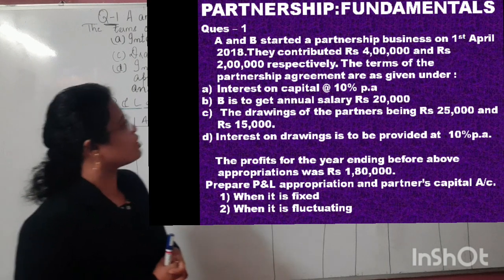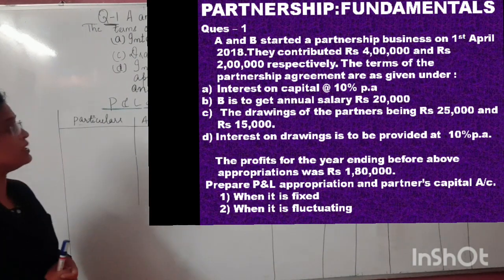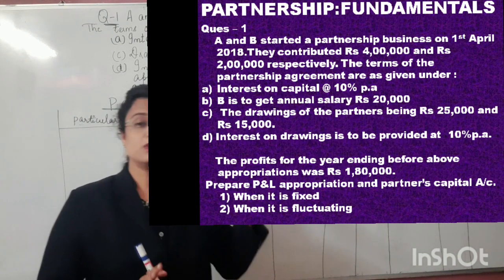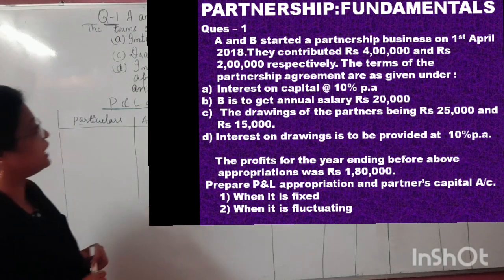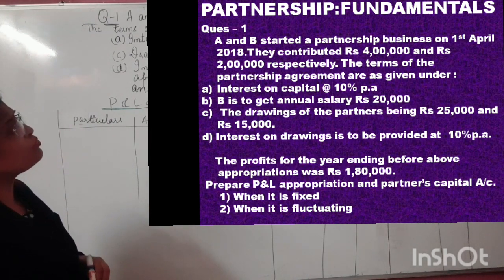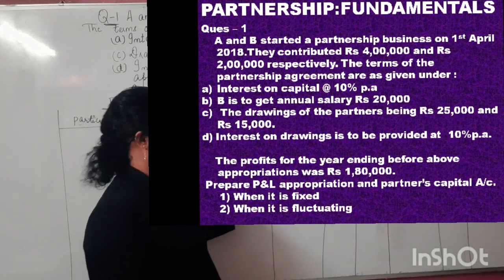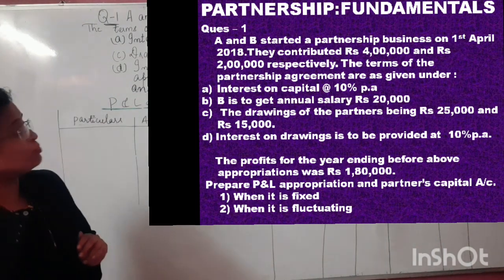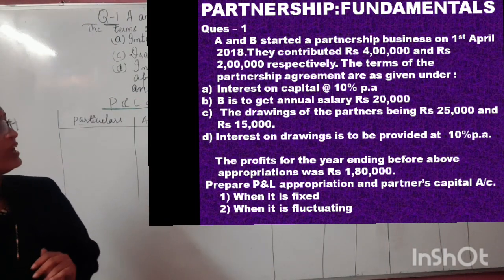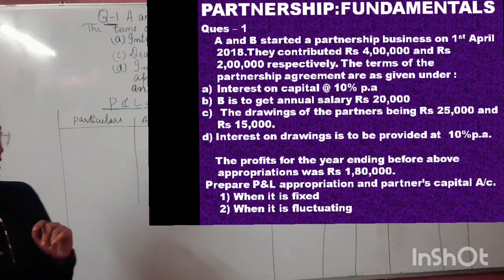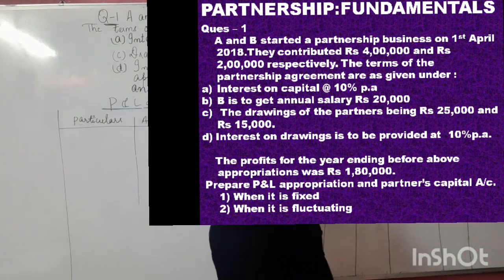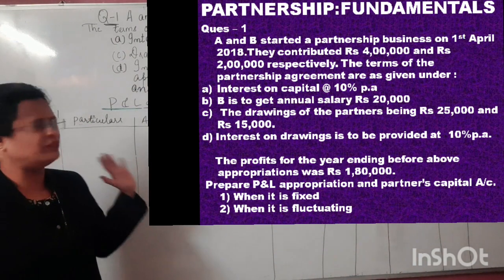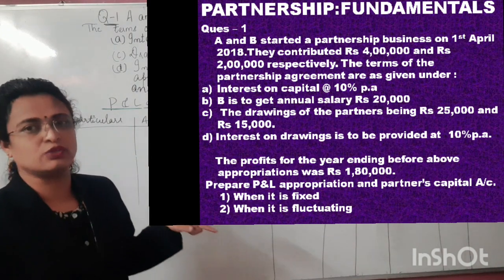The net profit for the firm before appropriation amounted to rupees 1,80,000. Okay, so out of this net profit, no appropriations have been done. So before appropriations the net profit is how much? 1,80,000. And what we are supposed to do is prepare a P&L appropriation account and the partners' capital account. This partners' capital account we are supposed to make assuming that it is fixed as well as when it is fluctuating. So as per the sequence, we will first make the P&L appropriation, then go to the partners' capital account.